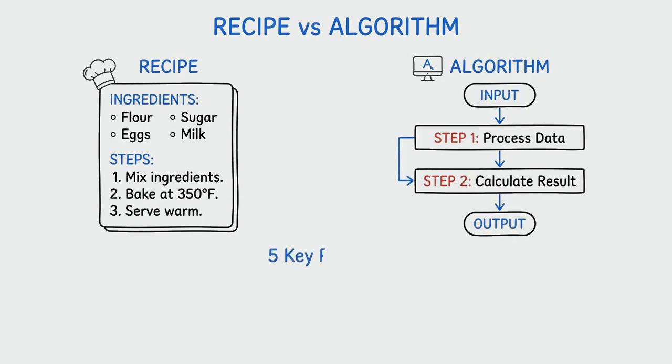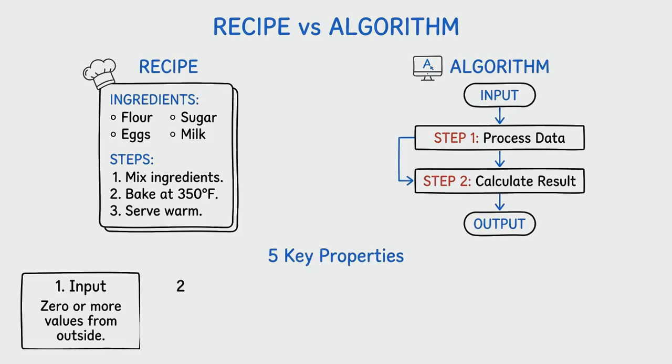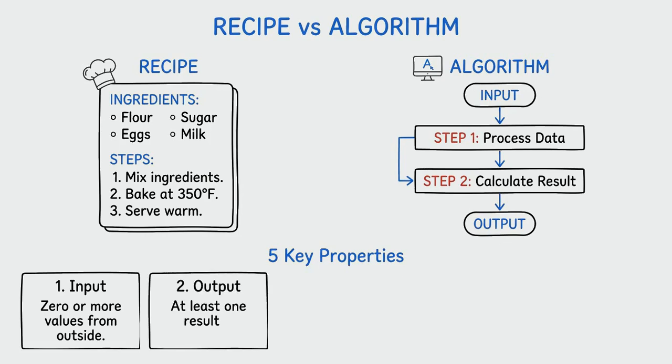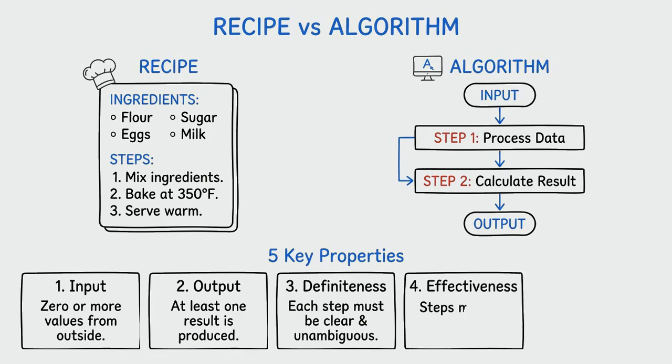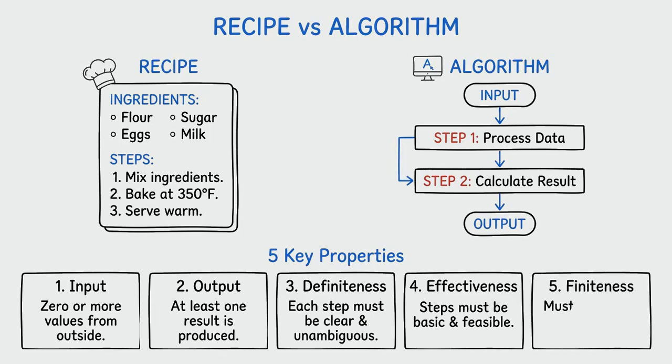In computer science, an algorithm has 5 key properties. First, input, it starts with some data. Second, output, it produces a result. Third, definiteness, every step is clearly defined. Fourth, effectiveness, each step can actually be carried out. And fifth, finiteness, it eventually stops.